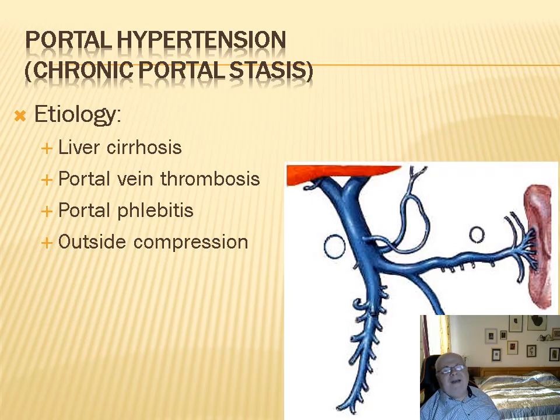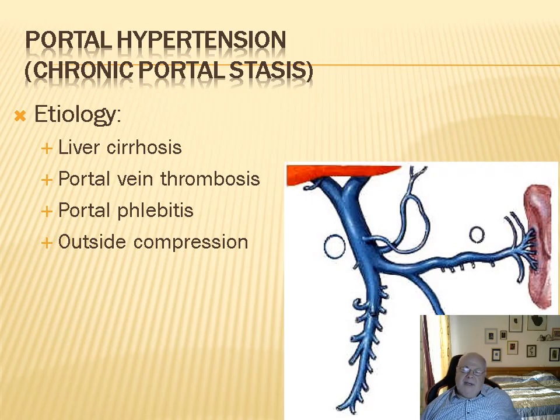More than 95% of portal hypertension cases are caused by liver cirrhosis, but the remaining 5% are possible to result from portal vein thrombosis, portal vein phlebitis, meaning inflammation of the wall of this portal vein, or a combination of both of them, meaning portal vein thrombophlebitis, or also from an outside compression. It was also the case for the portal veins too.